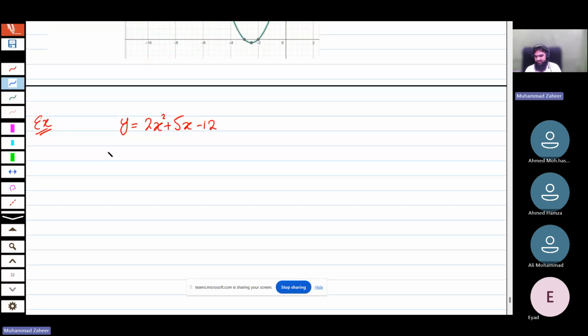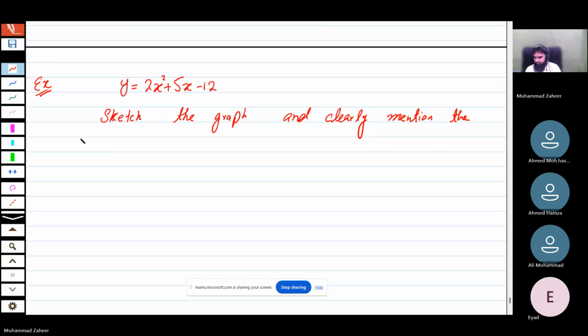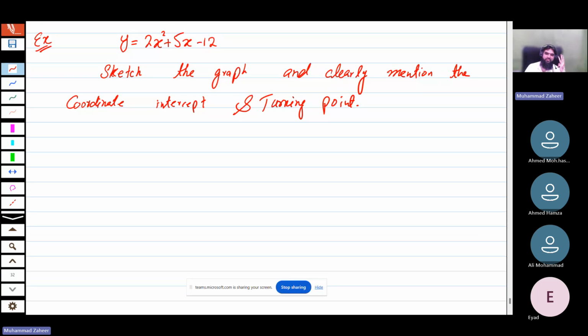So the question is, we have y is equal to 2x² plus 5x minus 12, and the examiner says that you have to get the graph and clearly mention the coordinate, intercept, and turning point.